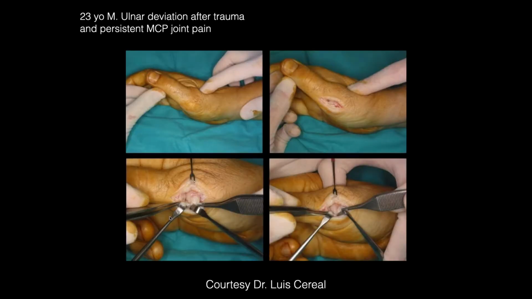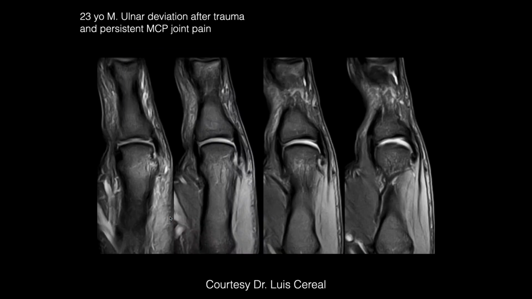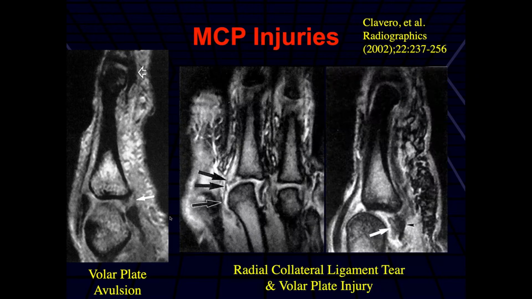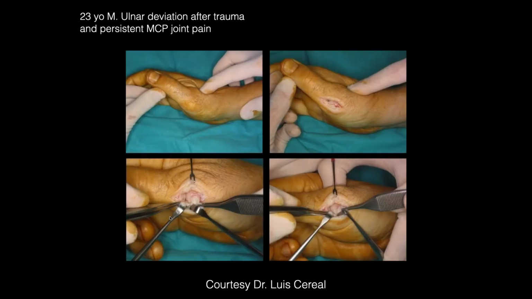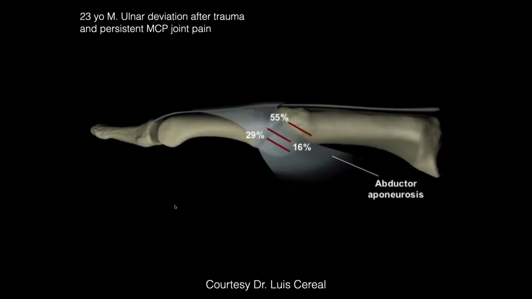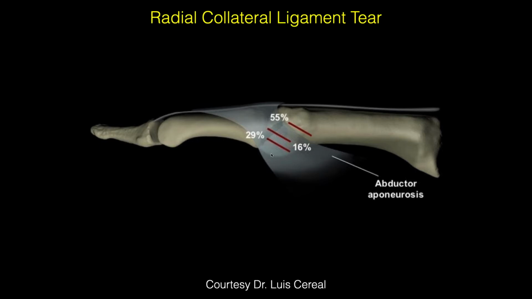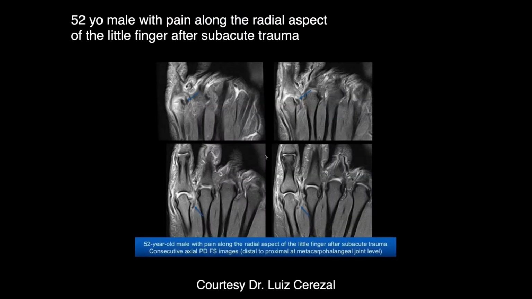Which led to some deviation. Oh, sorry about that. I guess that is the thumb. Okay, and then there we can see it. So this is the area of the abductor aponeurosis, and most of these occur at the attachment to the metacarpal, less more distally. Collateral ligament tears. Okay.